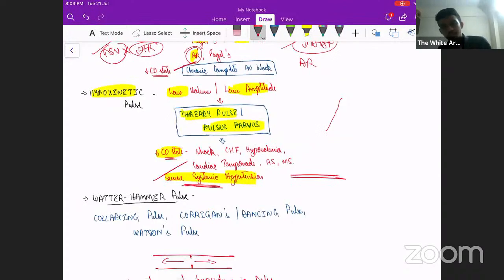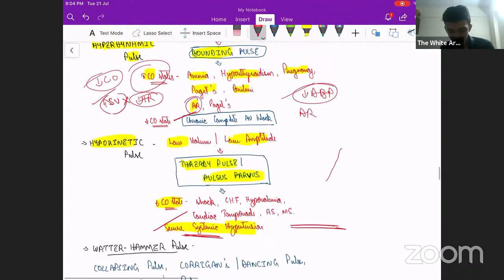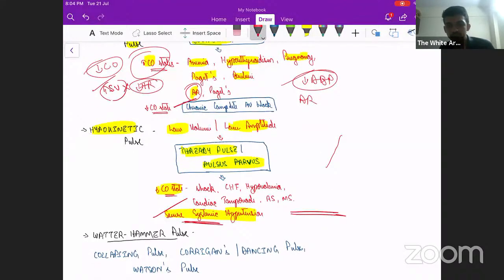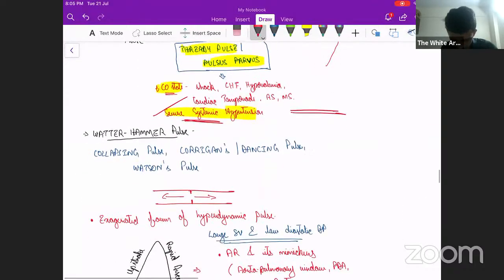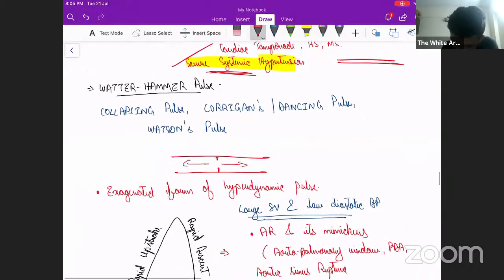Next one is water hammer pulse. So what is water hammer pulse? Anyone? Very classical. Invariably they'll ask this, and in clinics you will be seeing one or two cases. Yes, very good, in case of aortic regurgitation. It's also called collapsing pulse or Corrigan's pulse or dancing pulse or Watson's pulse.